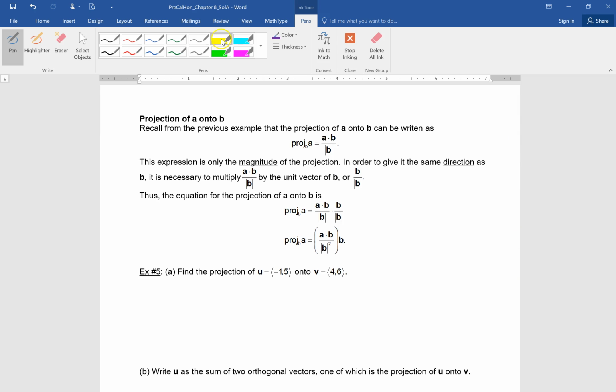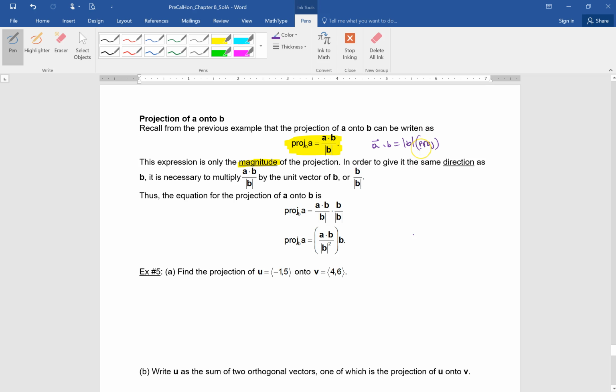Okay, so recall what we did before. We had come up with this formula: projection of A is A dot B over B. This is only the magnitude of the projection. Remember, we got a scalar, and we just got the magnitude. What did we say before? We said A dot B is B times the projection.